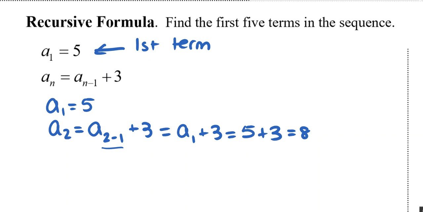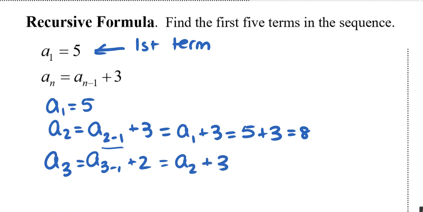Let's find the third term. All I'm doing is replacing the n value with 3. And so to find the third term, 3 minus 1 is 2. So we would take the second term and we would add 3. So we take the second term and add 3, or 8 plus 3 is 11.